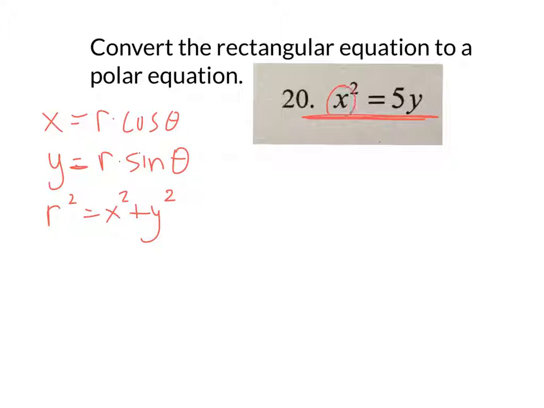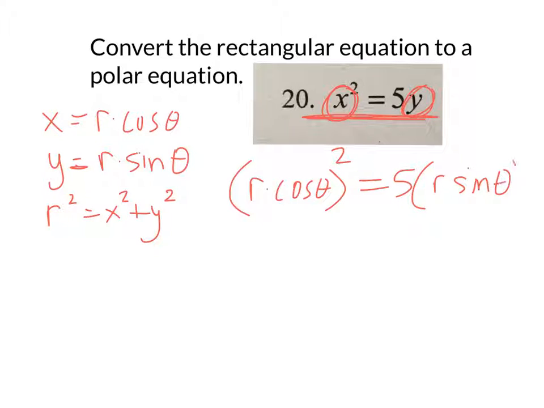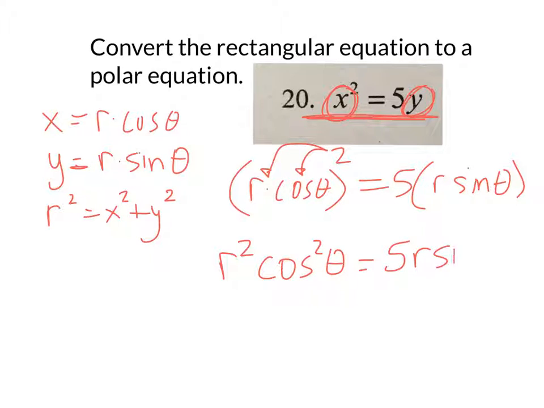I notice there's an x here and a y here. So I'm going to replace x with r times the cosine of theta. And I'm going to replace y with r sine of theta. And unfortunately, we can't just stop right there. We have to do all of the grotesque algebra to simplify this. So squaring it gives r squared cosine squared. And over here, 5 r sine.